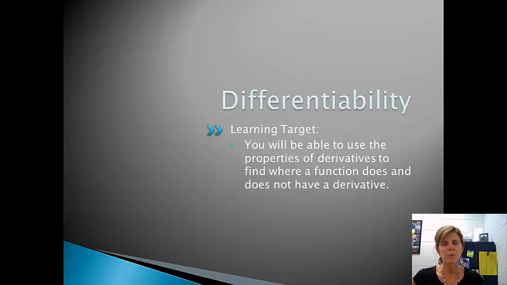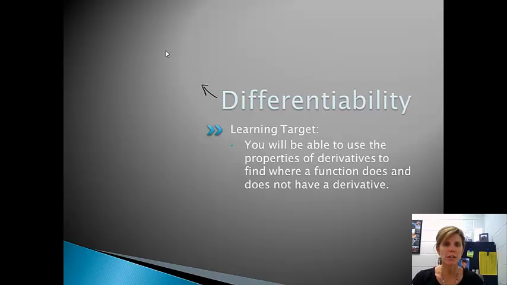Hopefully you're now somewhat familiar with finding the derivative of a function, what a derivative means. What we're going to be looking at today is something that's called differentiability. When we take the derivative of a function, it is called the process of differentiation. So differentiability is just the ability or lack of ability to take the derivative.